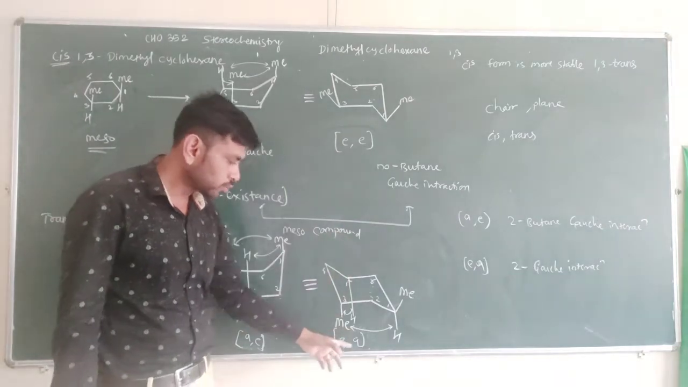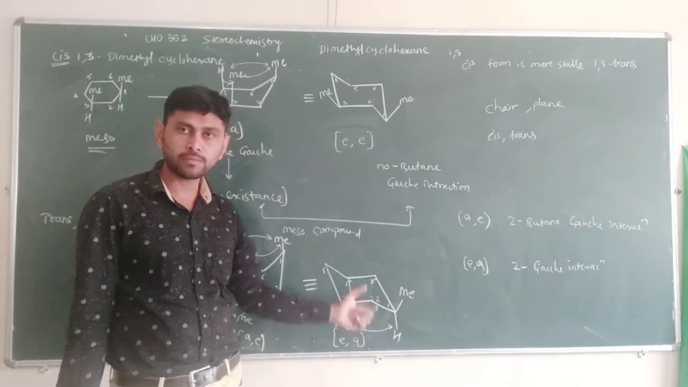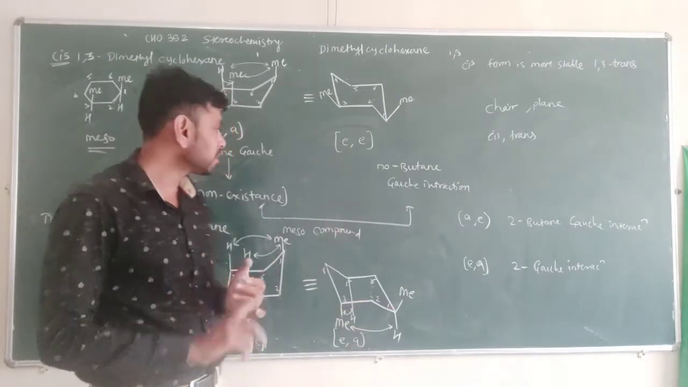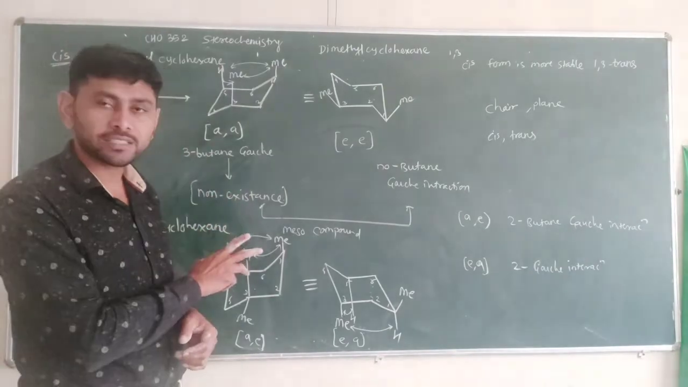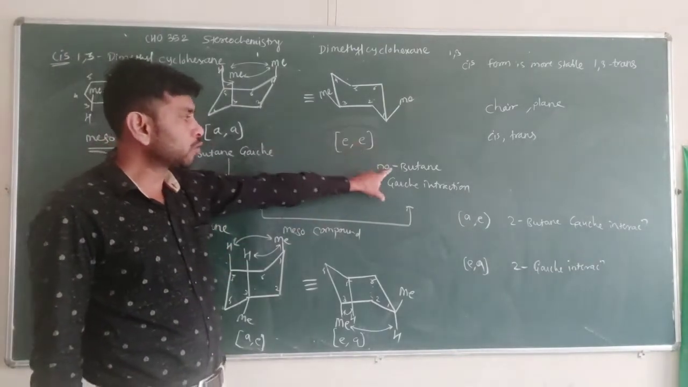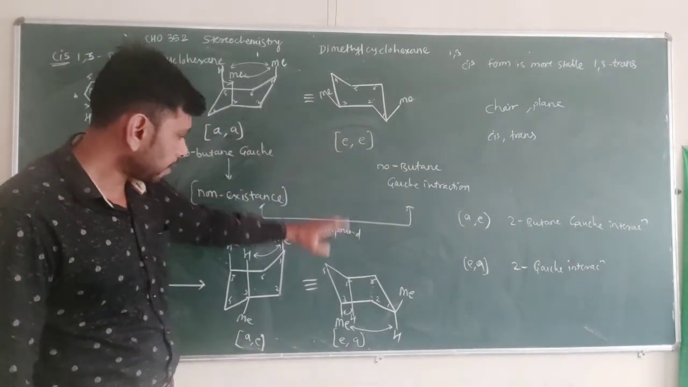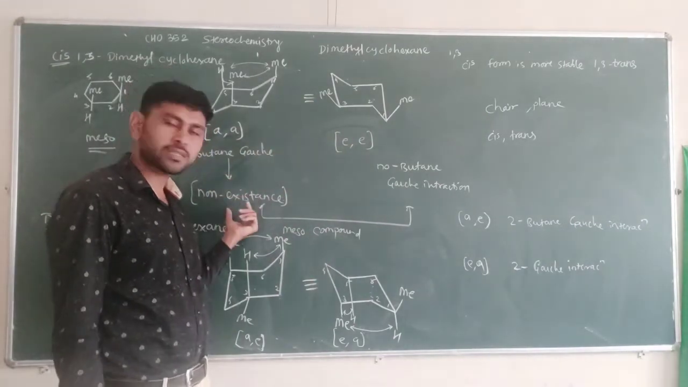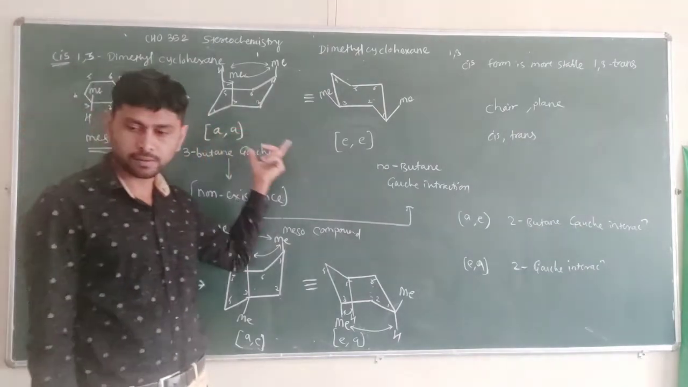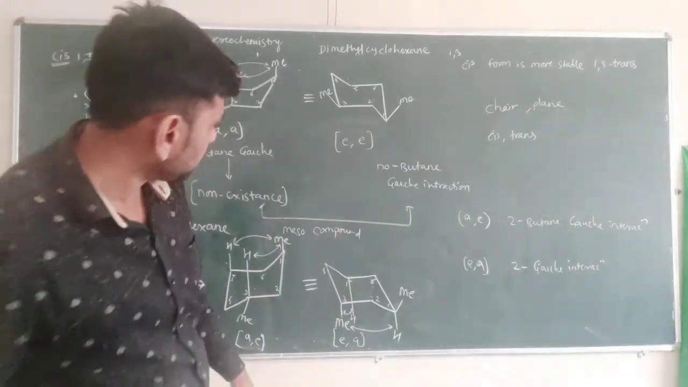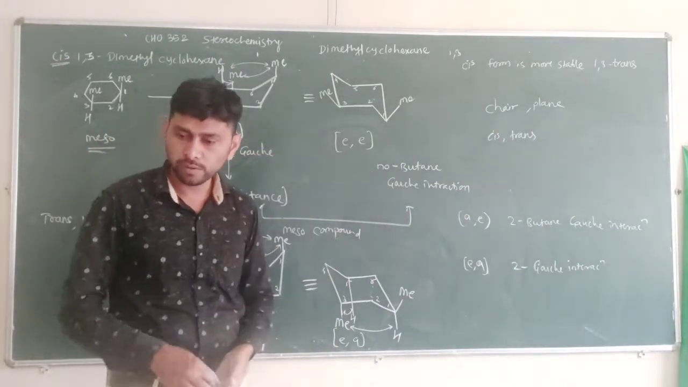And here both the forms are available in axial-equatorial or equatorial-axial form, in which one of the methyl groups is in the axial position, and due to the axial position, butane-gauche interactions are there. Here there is no butane-gauche interaction, no interaction between the groups, so stability increases. And here mostly this is a non-existent form, because both the methyl groups are axial and it is a highly unstable structure. So here the diequatorial structure is more favored.